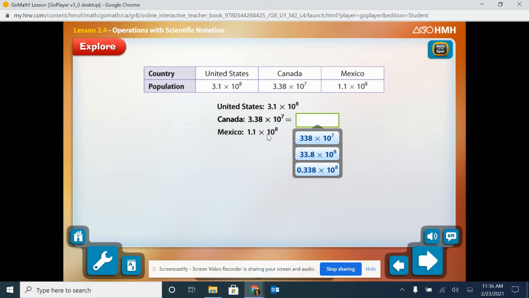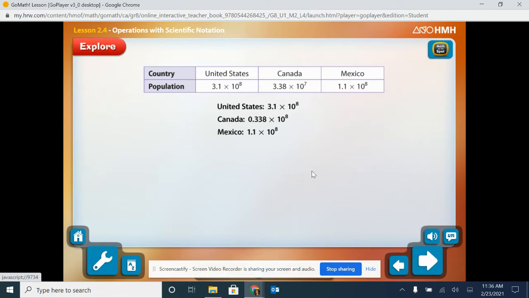Write the population of Canada so it has the same power of 10 as the other countries. So right here, it's going to be 10 to the 7th power. So then 10 to the 7th power. It became 10 to the 8th power. So that means that the coefficient, instead of getting bigger, it should get smaller. So it's not going to be 33.8. It's going to be 0.338. So that it keeps that balance. That's right. 3 and 38 hundredths times 10 to the 7th is equal to 338 thousandths times 10 to the 8th.